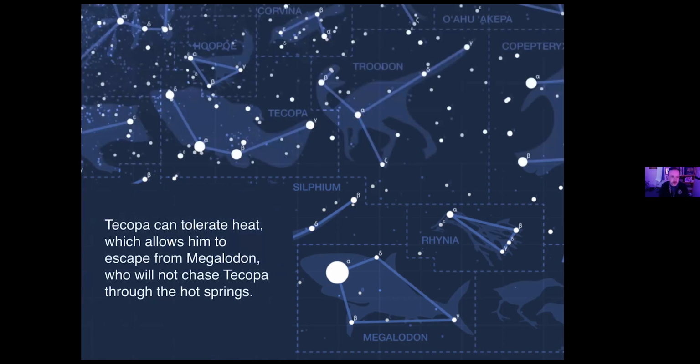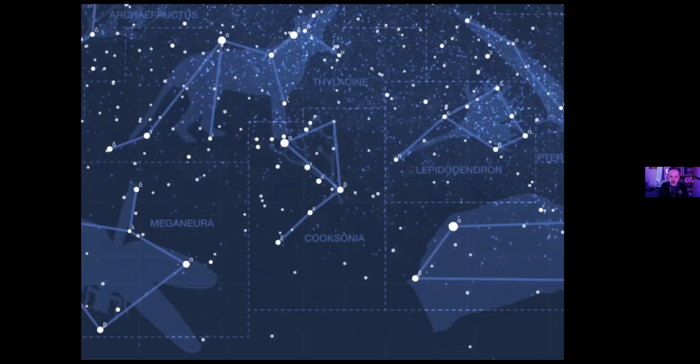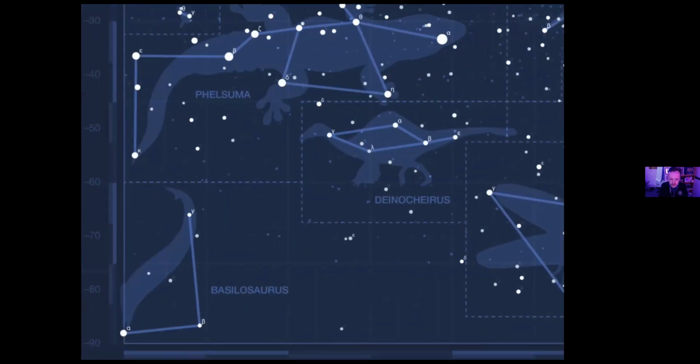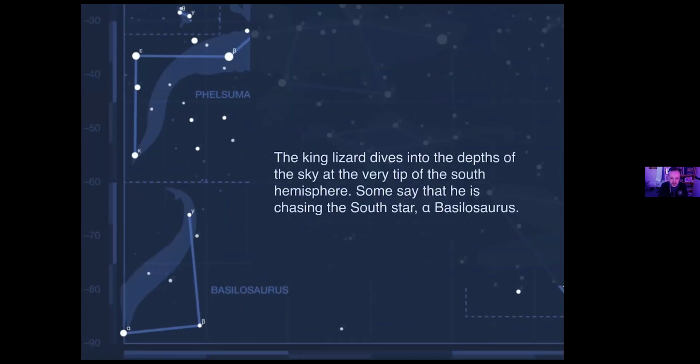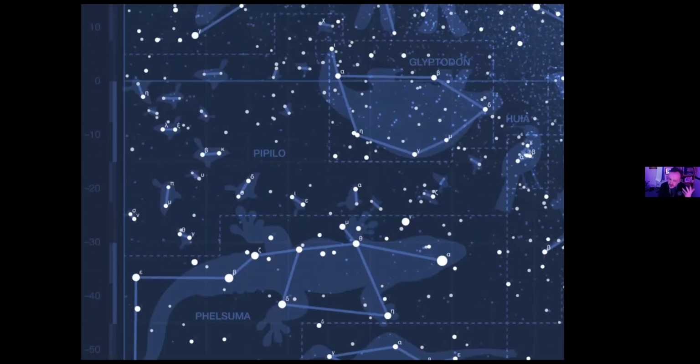There is Tecopa, who is able to swim in hot water, so the fish can evade the shark. And so you've just learned something about Tecopa. There is no North Star, but there is the South Star, and there is this Basilosaurus, this king lizard who is diving to try to reach the South Star. And you're thinking about these stories about what these constellations might mean.